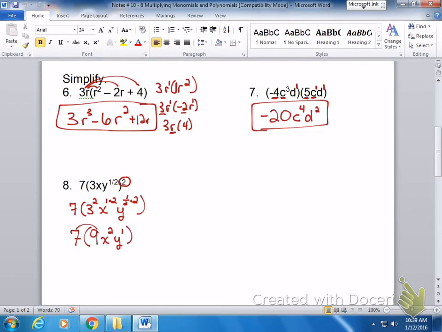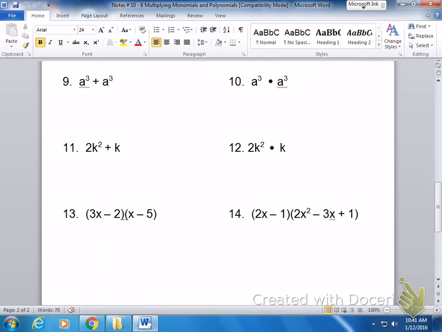Now I can multiply by 7. 9 times 7 is 63. I have no other x's and y's to change those, so x squared y. And there's your answer. All right, so each one of those has a similar problem on the quiz, so make sure you can do those. Let's go to the back page.